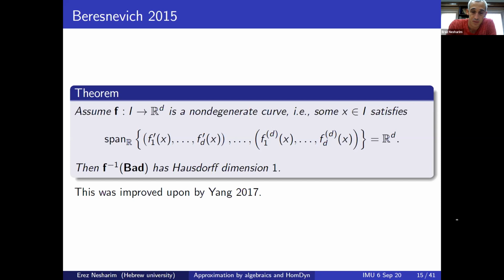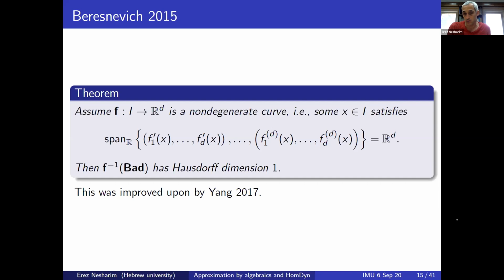So maybe I should say something about the connection between this theorem of Beresnevich and our theorem. The idea is that you want to take the intersection over all those sets. So you want to take F to be the Mahler curve, the curve that is made out of the powers of X, and you want to take all of them. So you have curves in R^D for every D, but then you take the inverse image of badly approximable vectors. So you get countably many sets in the real line, and those are rather large sets. Well, they have Hausdorff dimension one, according to what Victor proved.